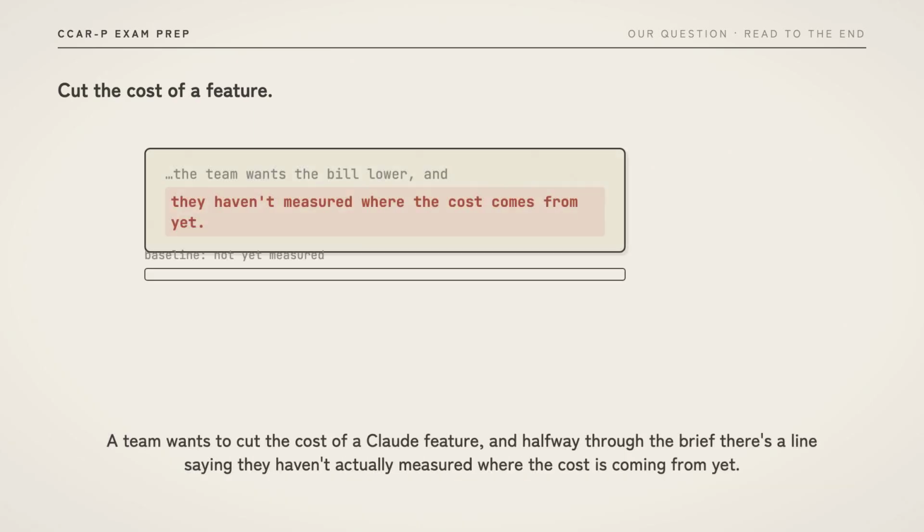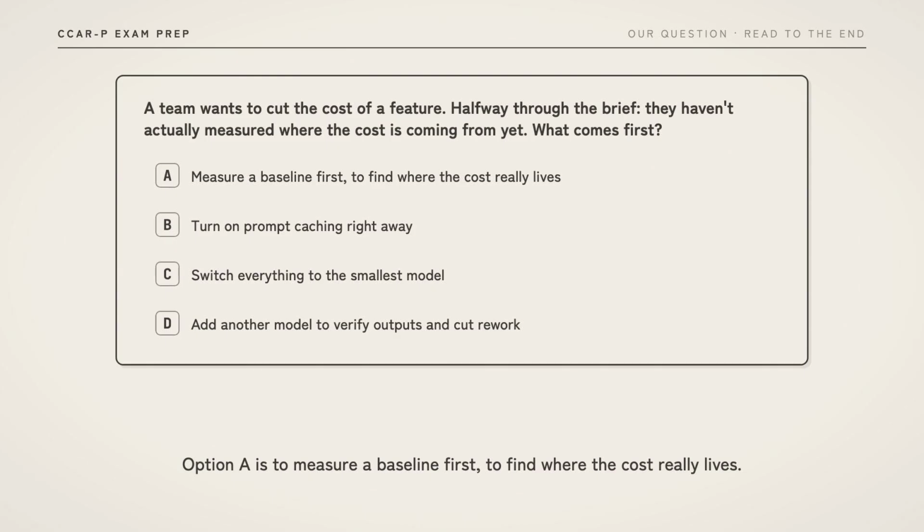A team wants to cut the cost of a Claude feature, and halfway through the brief there's a line saying they haven't actually measured where the cost is coming from yet. Option A is to measure a baseline first, to find where the cost really lives. Option B is to turn on prompt caching right away. Option C is to switch everything to the smallest model. Option D is to add another model to verify outputs and cut rework.